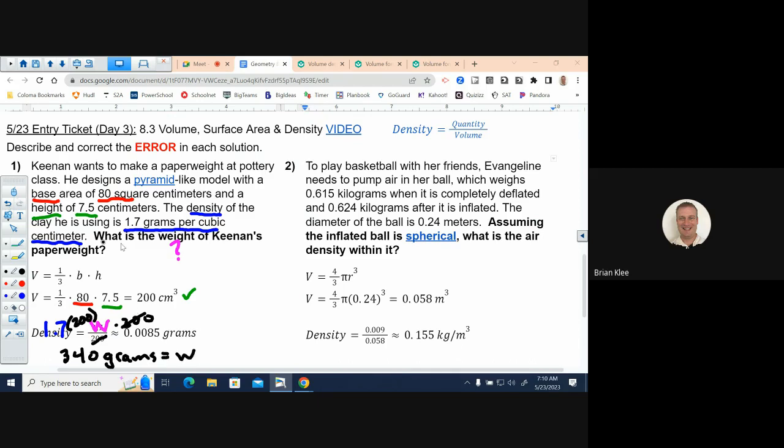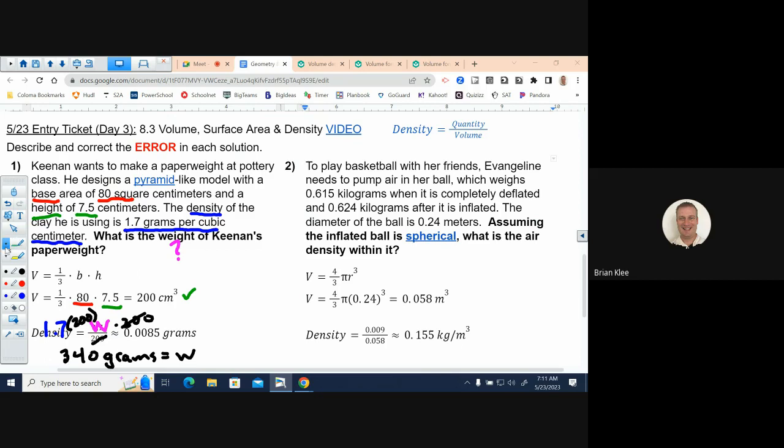The second problem there: to play basketball with her friends, Evangeline needs to pump air in her ball, which weighs 0.615 kilograms when it is completely deflated and 0.624 kilograms after it is inflated. The diameter of the ball is 0.24 meters. Assuming the inflated ball is spherical, what is the air density within it?